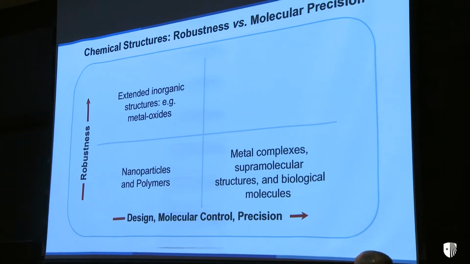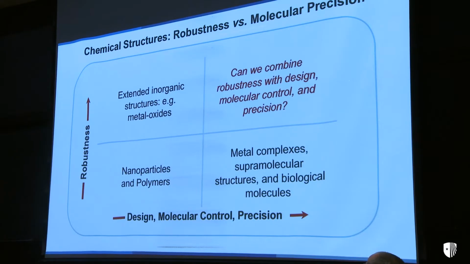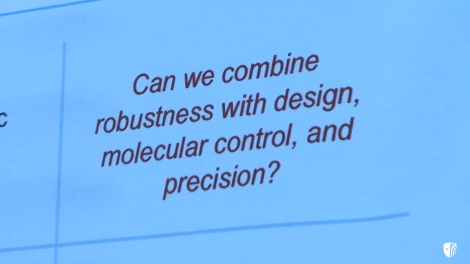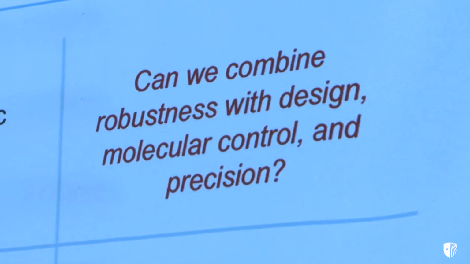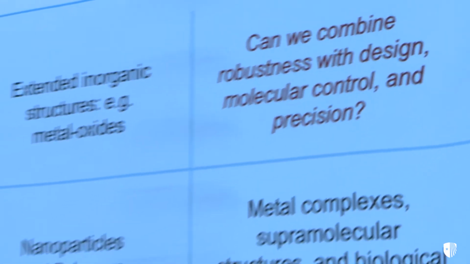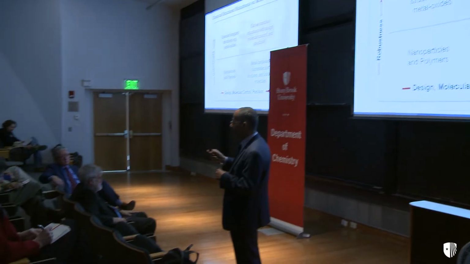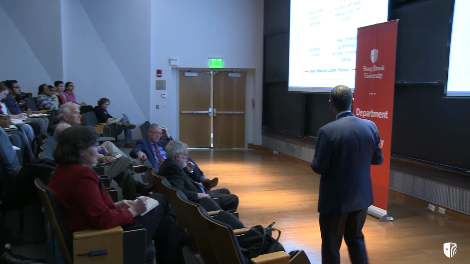Metal complexes, supramolecular structures, biological molecules, they are the epitome of precision in terms of their design, but they're not terribly robust. So the question is, can we combine this robustness with the molecular control and precision? Because if we can, not only would we have extended chemistry to extended structures, but also extended structures that can be designed, that can be functionalized, and that can be tailored for very specific function.